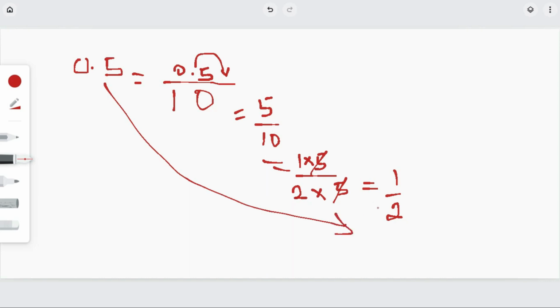If you remember this one, the time we are changing from decimal to fraction, but don't worry yourself with this one. So 0.5, if you change it from decimal to fraction, that will be 1/2. I think that's the end of the fourth example and exercise.